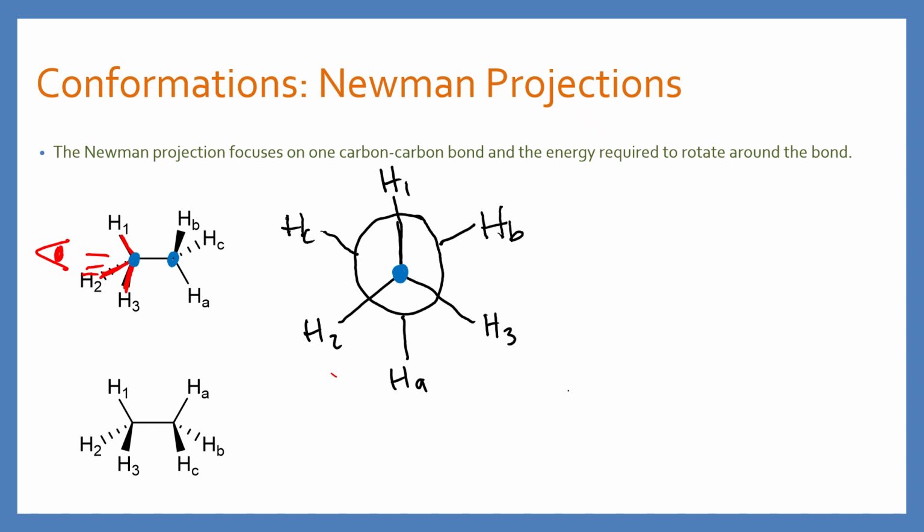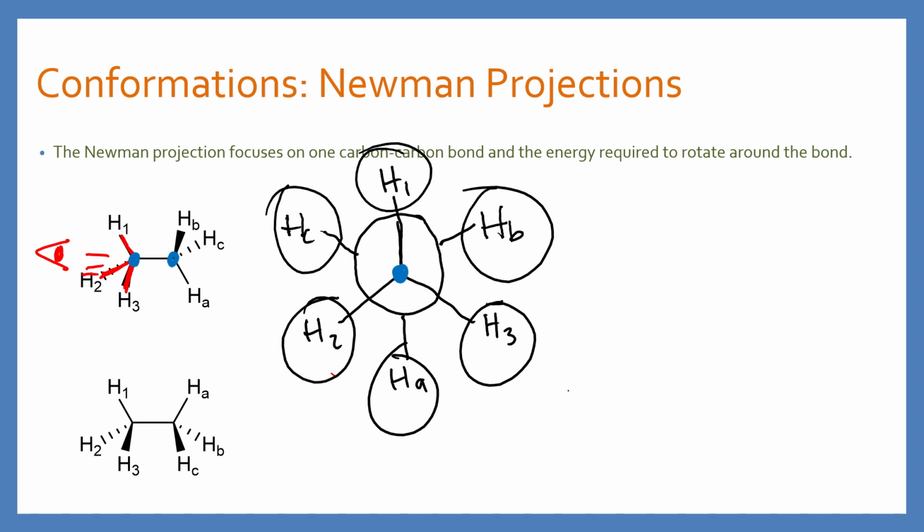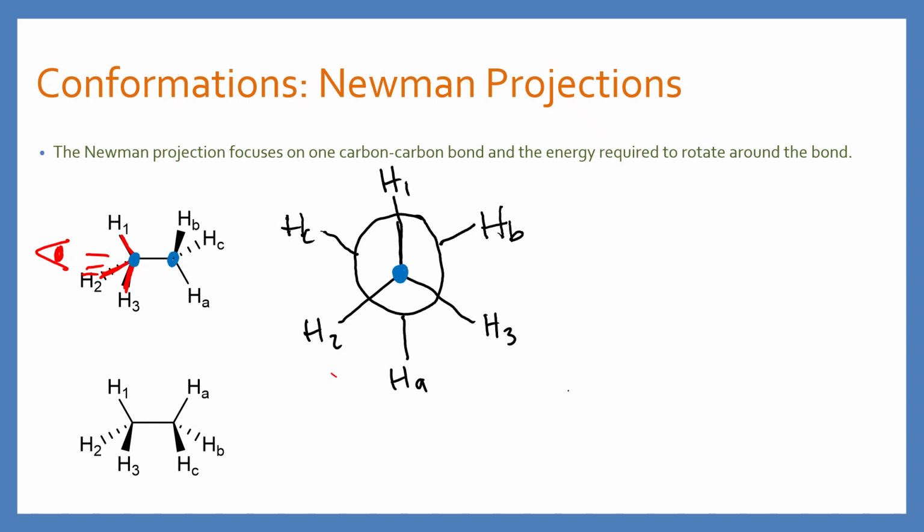So this particular conformation has every single hydrogen atom perfectly spaced out. Nothing is overlapping. Everything has its space. This is called a staggered conformation.